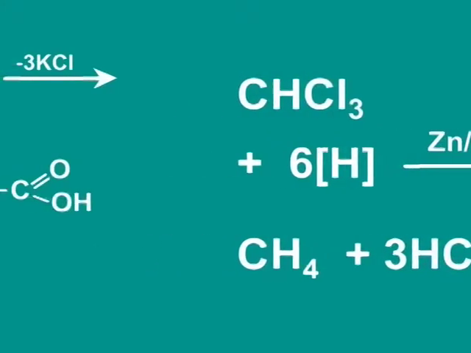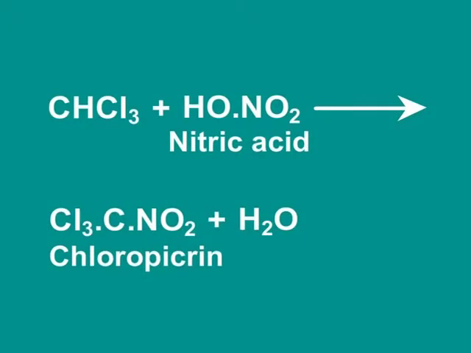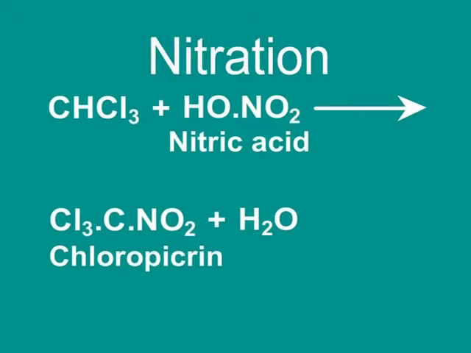We will next learn about the process of hydrolysis. On treatment with an aqueous solution of potassium hydroxide, it gets hydrolyzed to yield potassium formate. Let us now learn about the process of nitration. Chloroform, when treated with concentrated nitric acid, replaces hydrogen atom with the nitro group forming chloropicrin. It is also called as nitrochloroform.